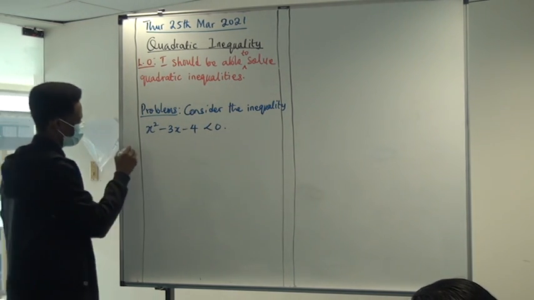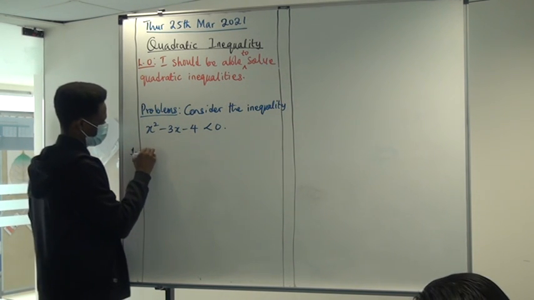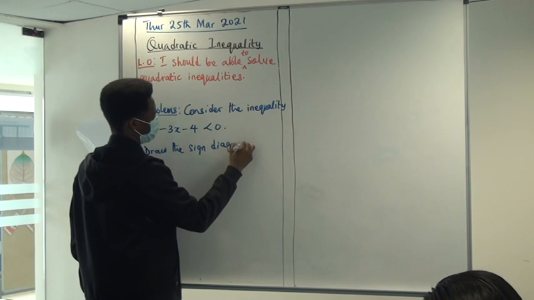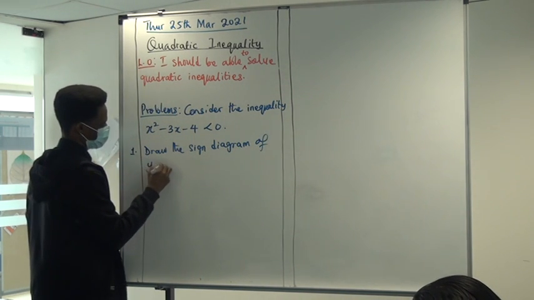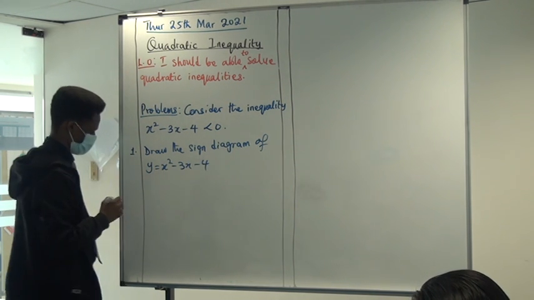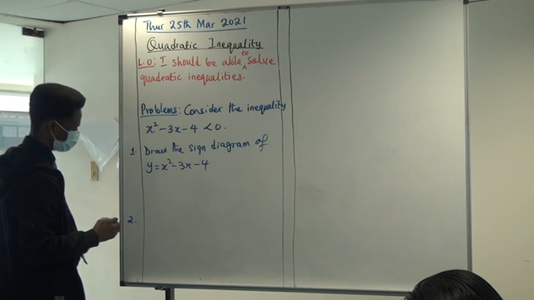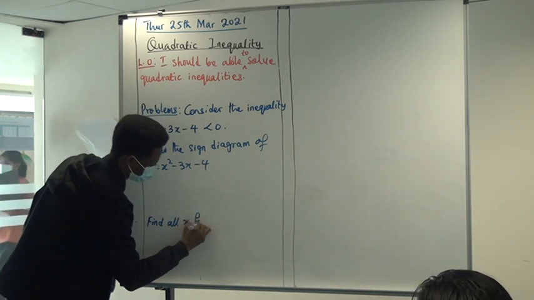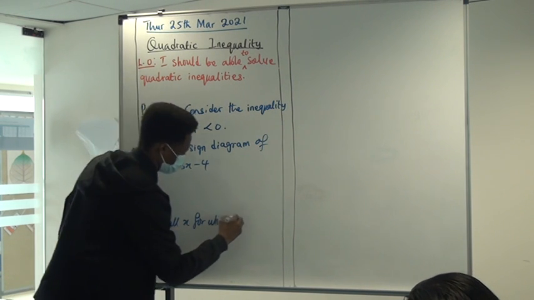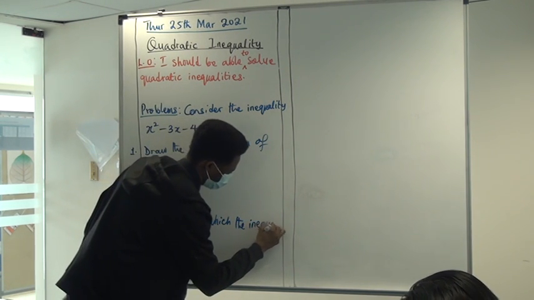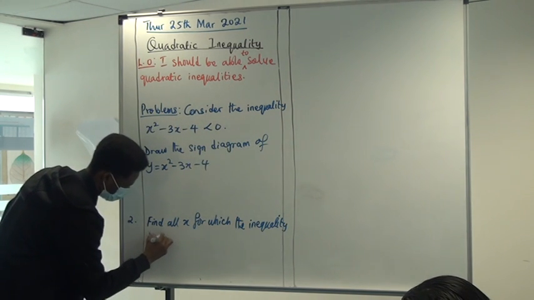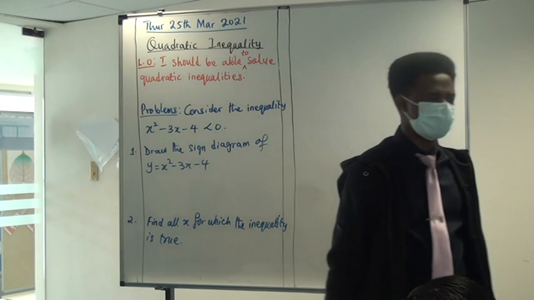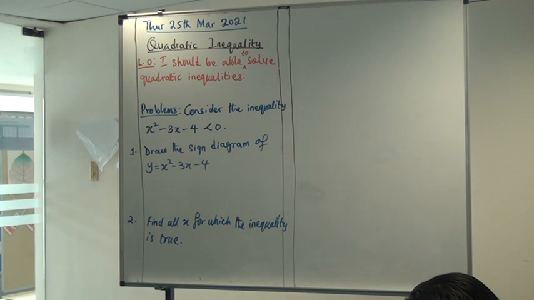The first thing I want you to do is draw the sign diagram of y equals x squared minus 3x minus 4. Then the next thing I want you to do is find all x for which the inequality is valid or true. These are the two steps. That was why we did the sign diagram yesterday. Please, get to work.